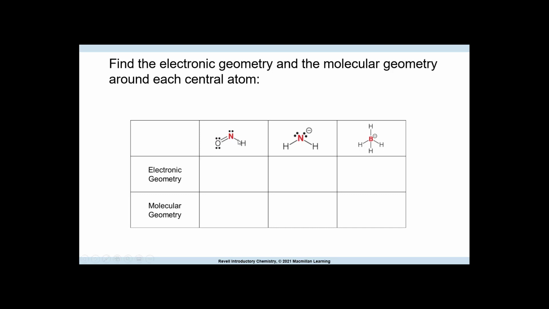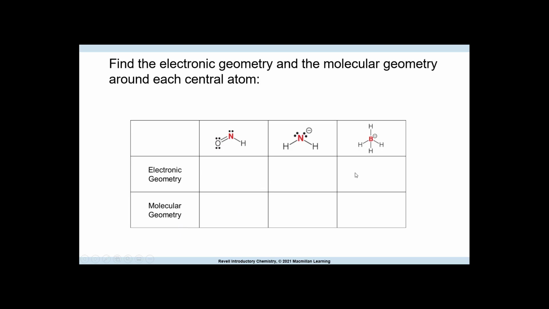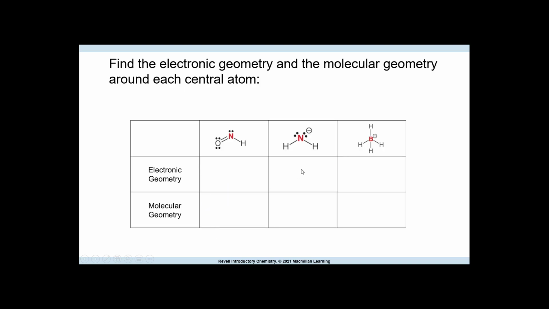We have 1, 2, 3. This one has 1, 2, 3, 4. This one has 1, 2, 3, 4. So we have one that's 3, 4, and 4. In this case, we have a 3, so it's going to be trigonal planar. And then for electronic geometry, we have 2 that are going to have tetrahedral up here. However, for this one, we have 3, but we have 2 bonding and 1 lone pair. So it's bent. Here we're going to write bent.